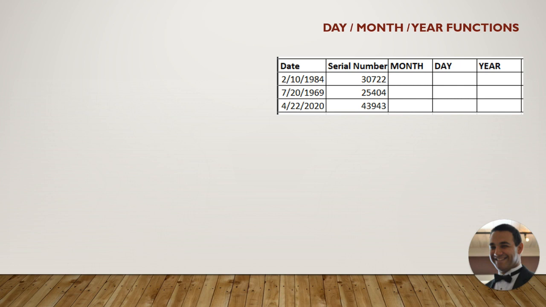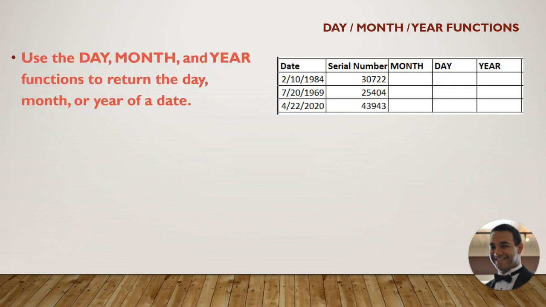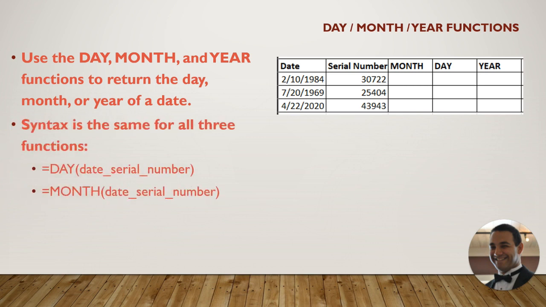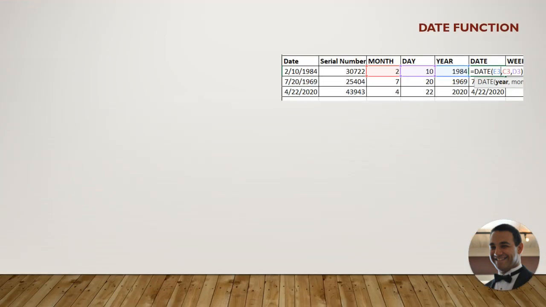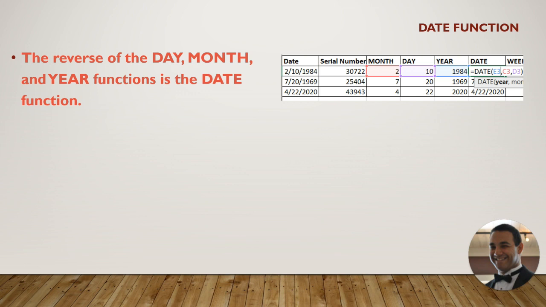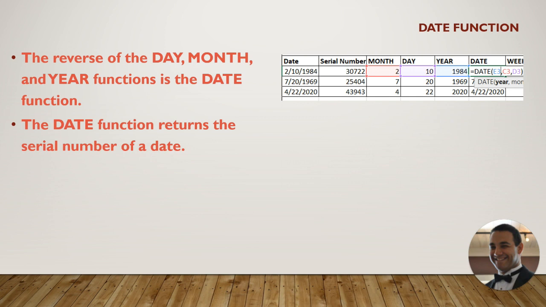We use the day, month, and year functions to return the day, month, or year of a date. The syntax is the same for all three functions. Equals day and the serial number, equals month and the serial number, or equals year and the serial number. Before we look at examples of that, let's also talk about the date function. The date function is actually the reverse of the day, month, and year functions. So the date function returns the serial number of a date when given the different parts of it. The syntax is equals date, year, month, day.